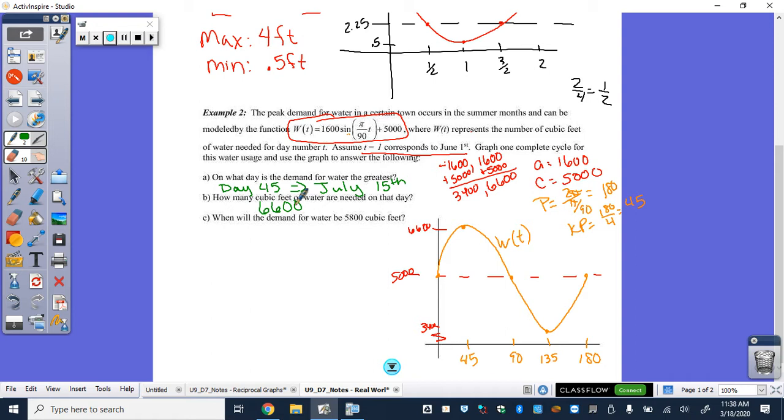When will the demand for water be 5,800 cubic feet? So 5,800 is going to be about here. So you're looking for this number, and you're going to look at that number. There's 2 times when it's going to be 5,800 cubic feet. So in our calculators, we want to use our sine equation.